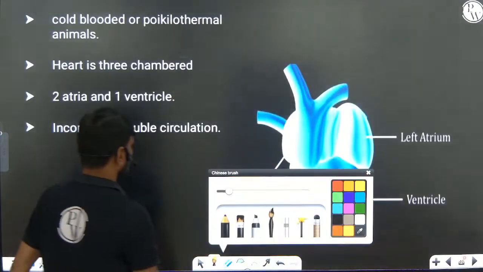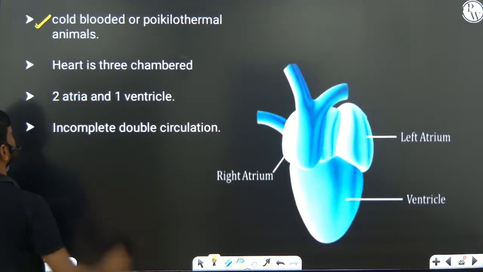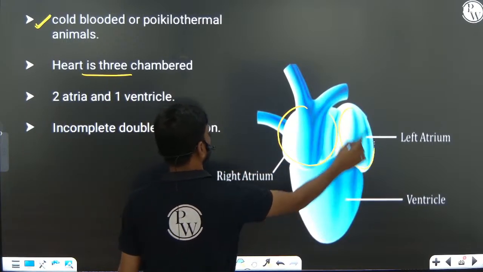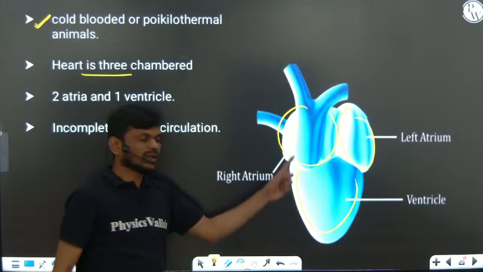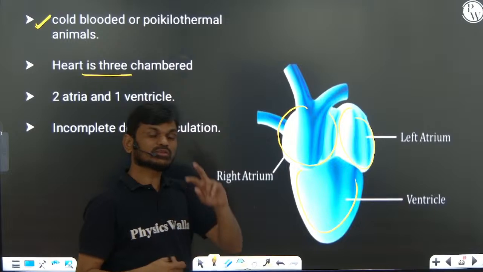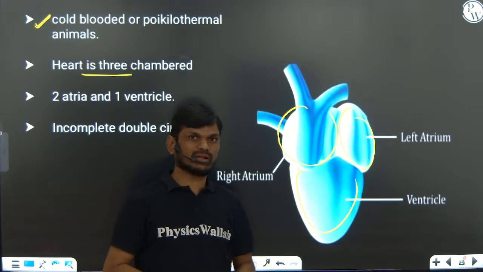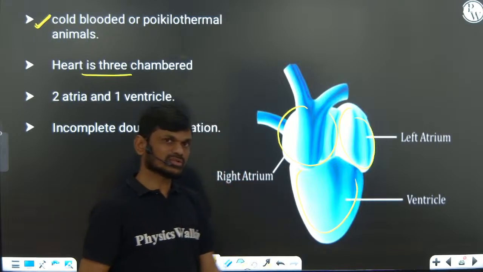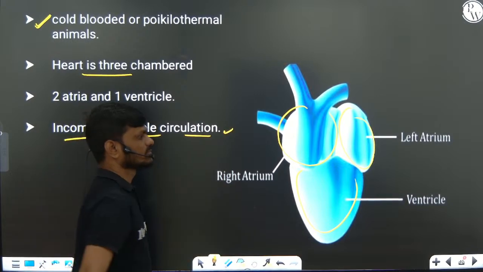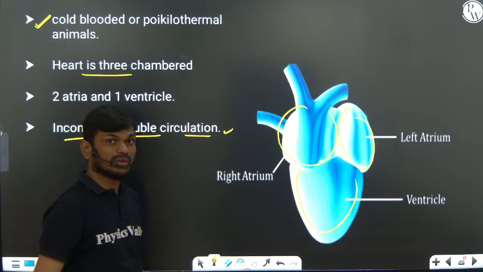Next one. Three-chambered heart present. Already I explained, cold-blooded animals. Three-chambered heart present with two atria and one ventricle. And here you should remember conus arteriosus and sinus venosus that you learned in the type study of frog. You should remember those two structures also. Incomplete double circulation is present in amphibia.